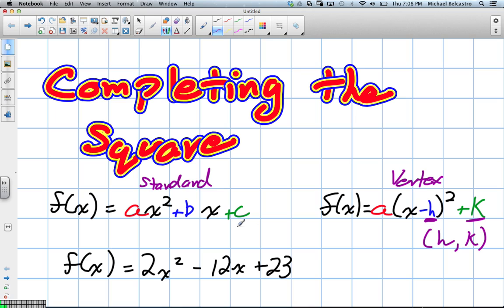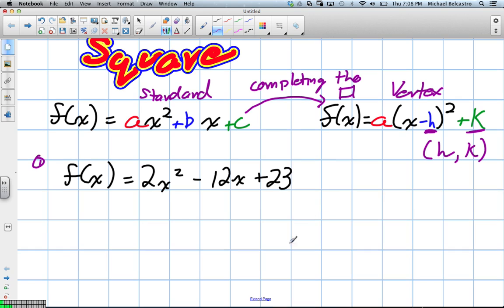Now, these forms can represent the exact same equation. What we're going to do, completing the square, is take standard form and go to vertex form. That process is known as completing the square. I'm just going to draw a square. So completing the square is how we go from standard to vertex form. So here, in our question number 1, I have a quadratic in standard form.